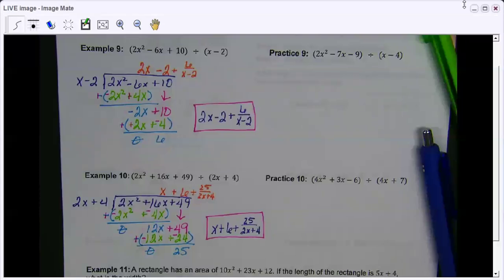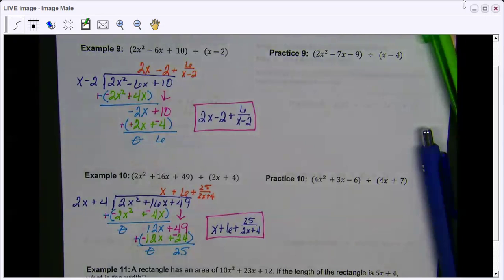Okay. So these are two examples that have remainders. Right? Any questions? Okay, let's go to example 11.